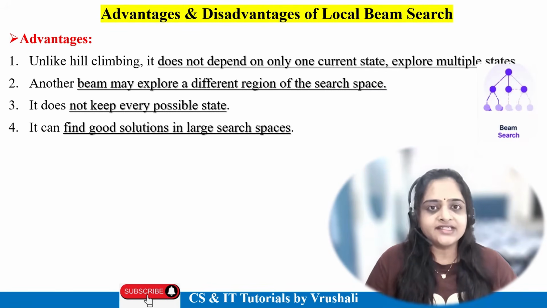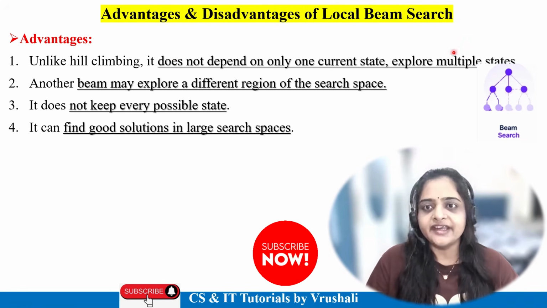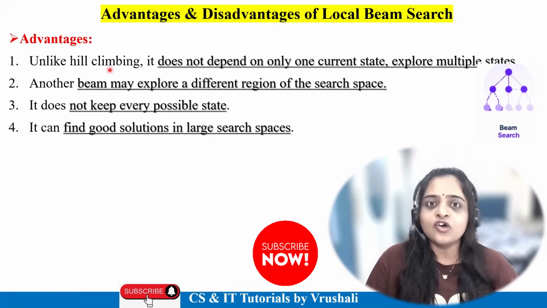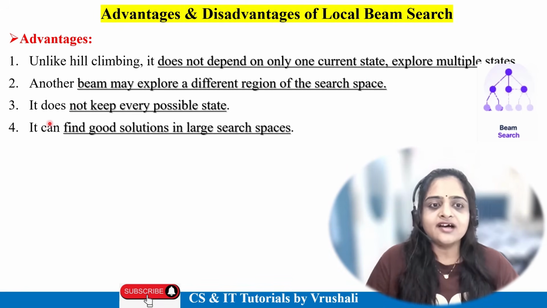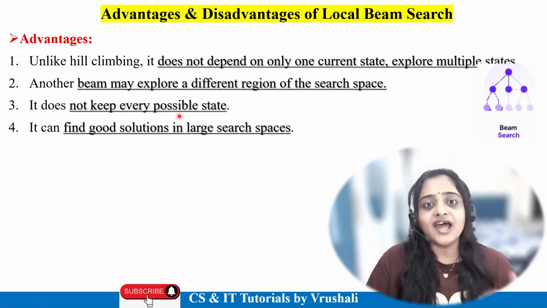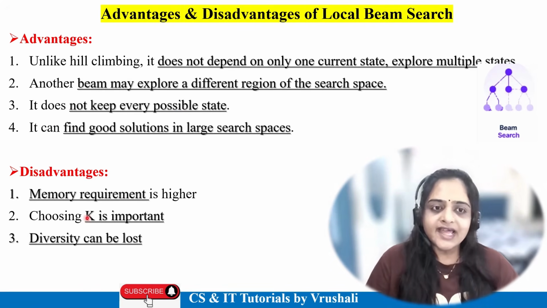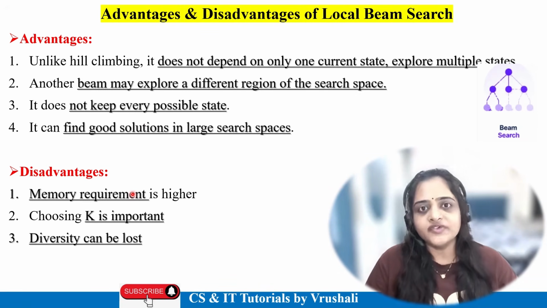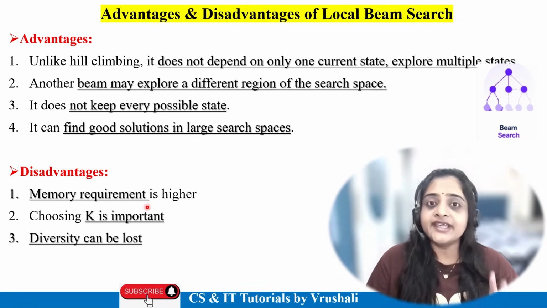Now let's discuss the advantages and disadvantages of local beam search. As compared to hill climbing, it does not depend on only one state. It explores multiple states, right? They use the concept of a beam to explore different regions of the search space, so it can find a good solution for a larger search space. As for the disadvantages, it requires higher memory because it stores all the nodes with their evaluation values. Choosing the k value is most important, right? And diversity can be lost if there is a large amount of data.